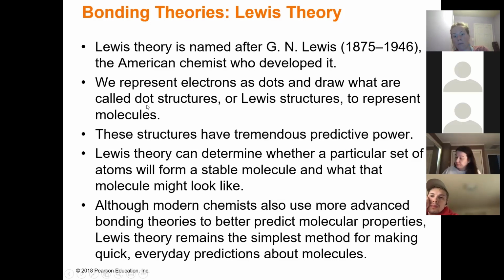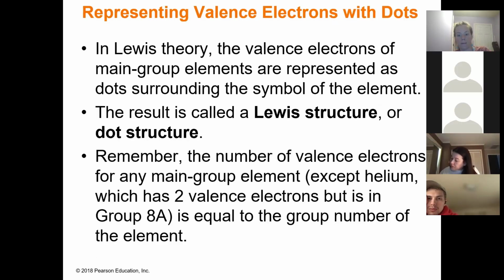Super simple model, but it had really tremendous predictability power. We were able to predict a lot of shapes using these. It can determine whether a particular set of atoms will form a stable molecule. It'll also help us to determine what the molecule will look like. There are always more advanced theories, but this will do it for us. So we want to first be able to do a Lewis dot structure.